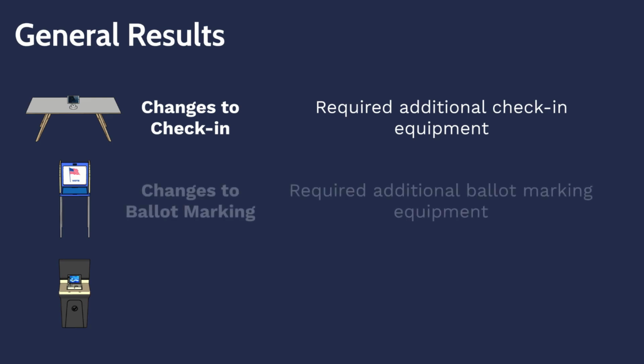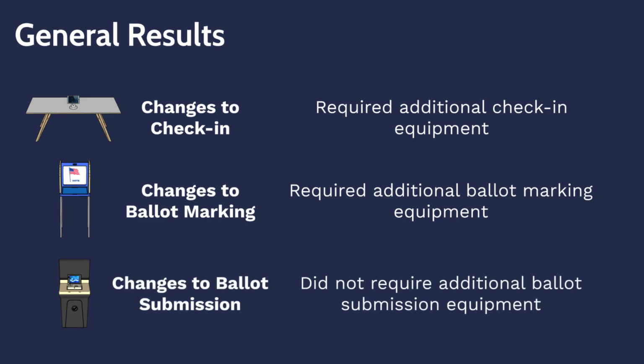The transition from hand-marked paper ballots to digitally marked ballots requires additional ballot marking devices and ADA-compliant voting equipment to manage voter wait times. As a step with a short processing time, changes to the ballot submission process requires no additional resource allocation adjustments for either voting process.